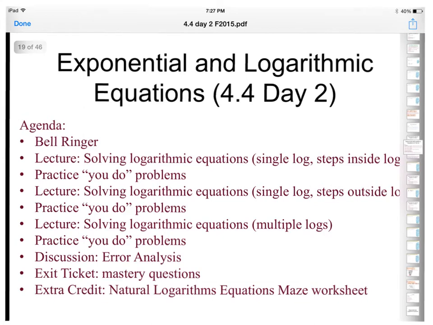Here we have the agenda. If you want to pause the video and read through that, I recommend that. We'll break it down into solving single logs and then move on to more difficult equations that have multiple logs in them. We're also going to do a little error analysis, and later move on to our mastery questions, and last there will be an extra credit worksheet that has logarithm problems on it, and it's a maze.